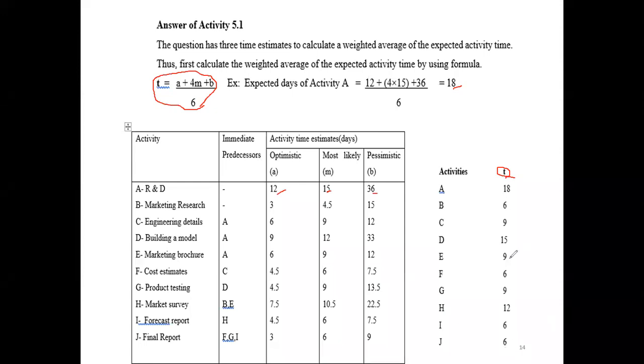Right. Now let me draw. Then this will be the answer. If you apply this formula to calculate the expected time of every activity, then you will get this data. That means expected time estimate. Now these three are actually probabilistic. Now this is deterministic. The expected time calculated will be applied in the critical path method. So this is deterministic. Right.